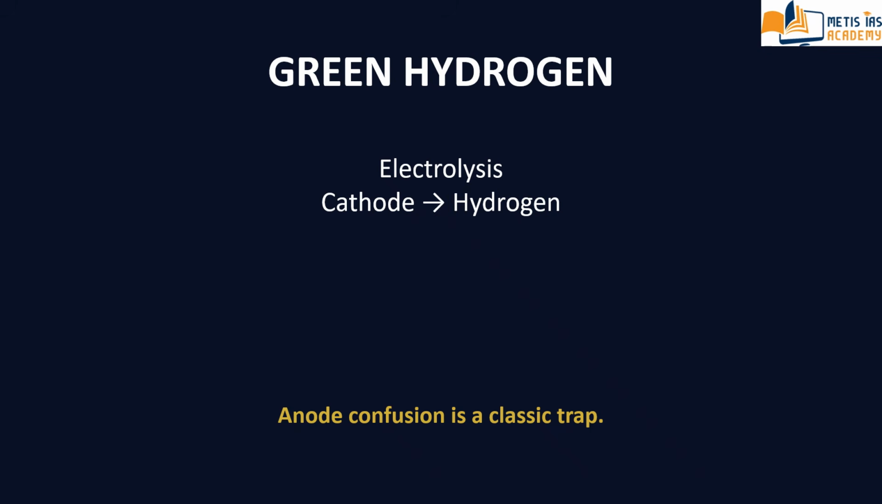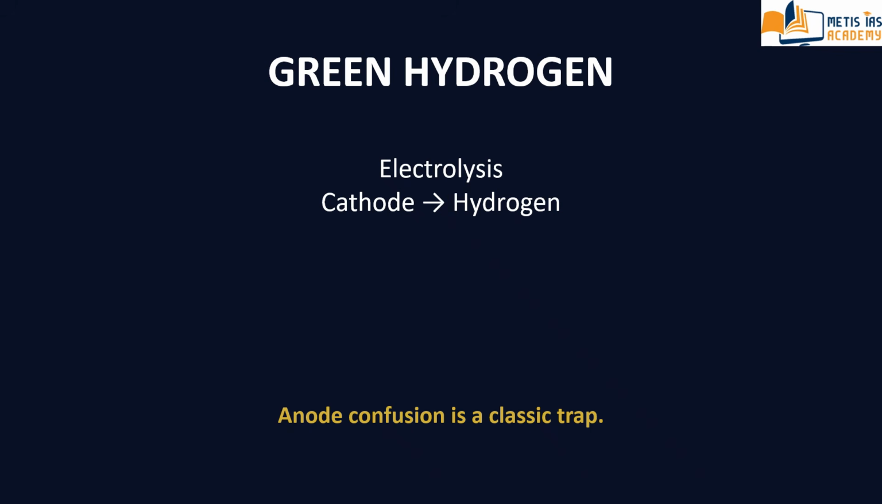Now let us study green hydrogen properly. This is a high probability prelims theme because it combines headline importance with process based traps. So hydrogen is often presented as a future fuel, an energy carrier. But not all hydrogen is environmentally equal. That is the most important thing you have to understand. Its classification depends on how it is produced.